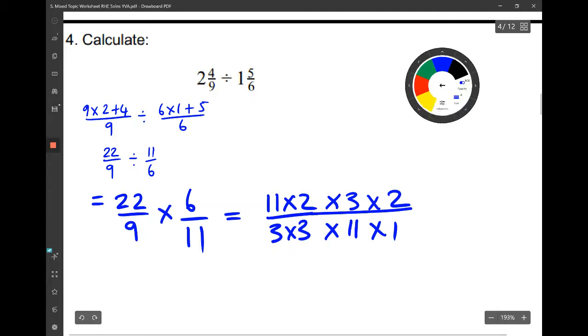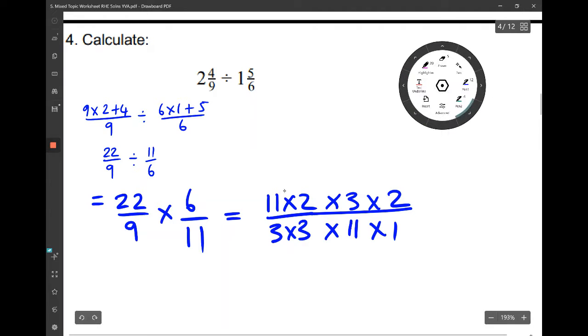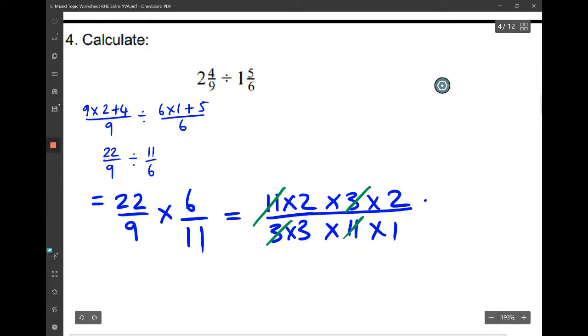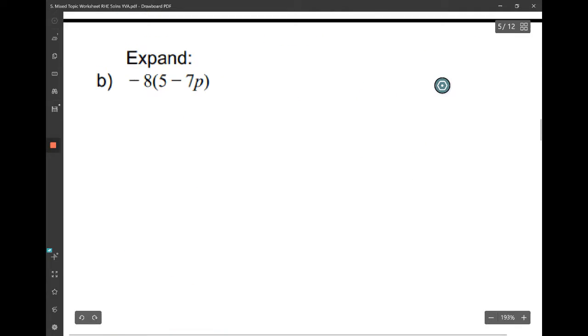Ooh, what can we cancel out here? Let's get rid of the 11s, let's get rid of the 3s, and then we are left with our final answer, which we might be able to simplify actually. It's going to be 4 over 3. And that's your final answer. Yay! Okay, question Part B.